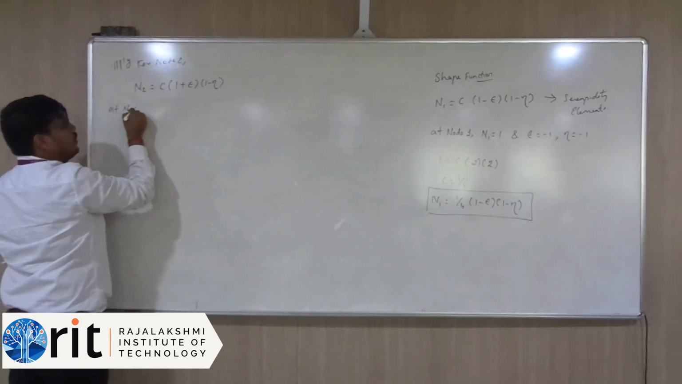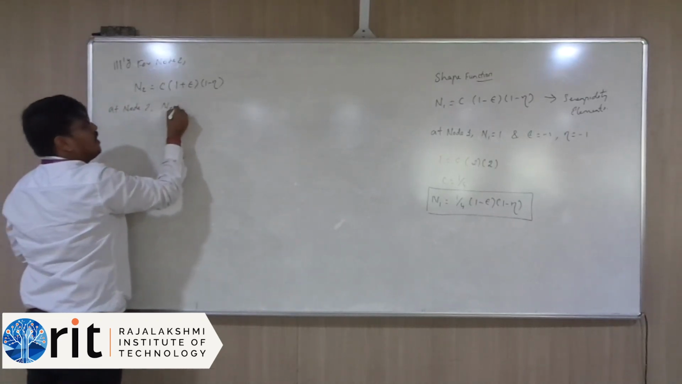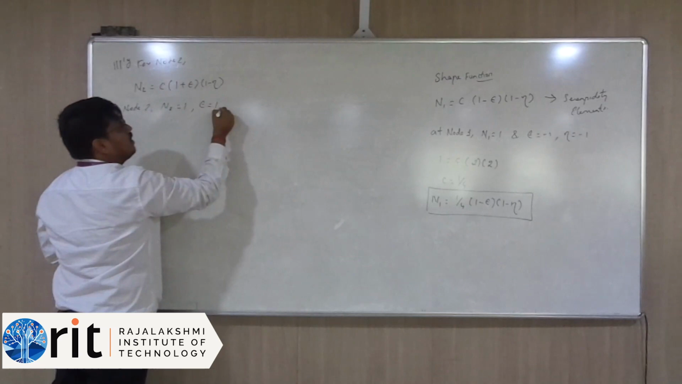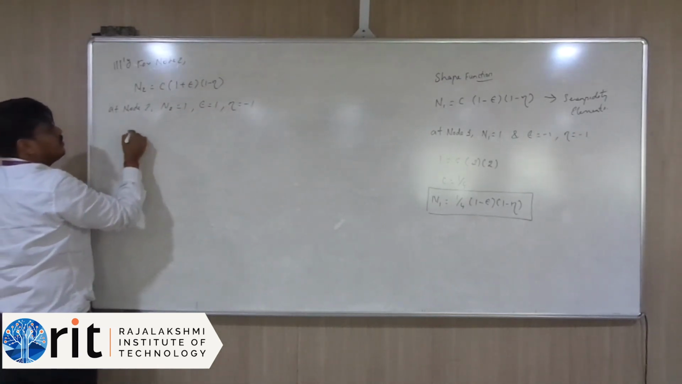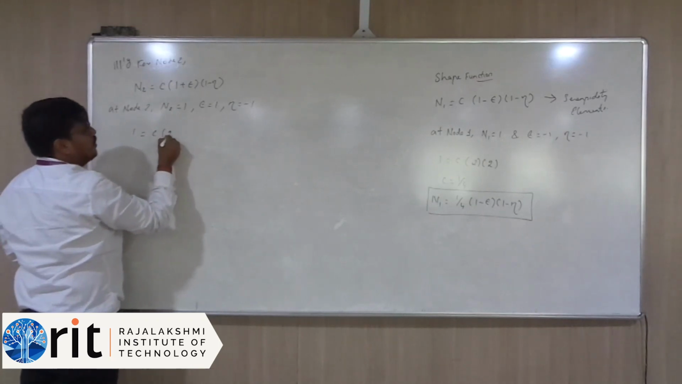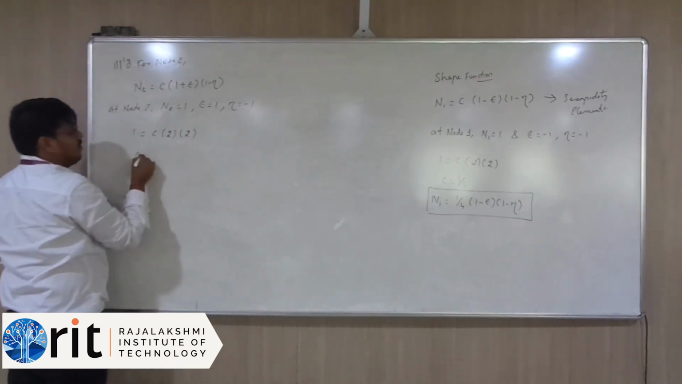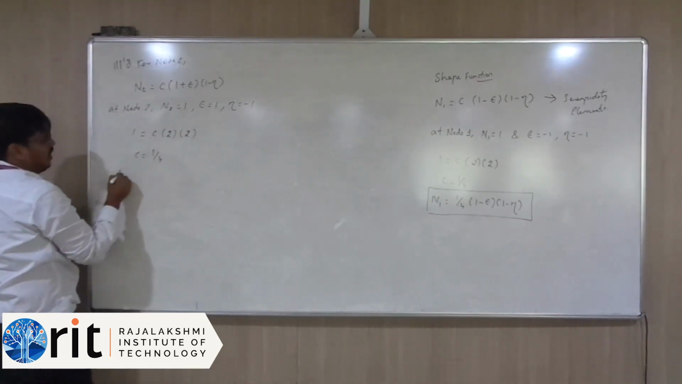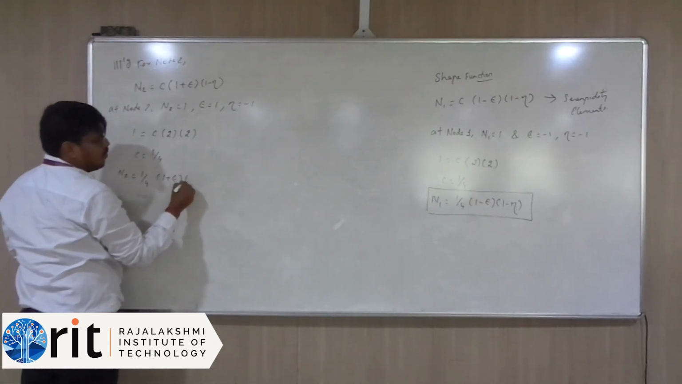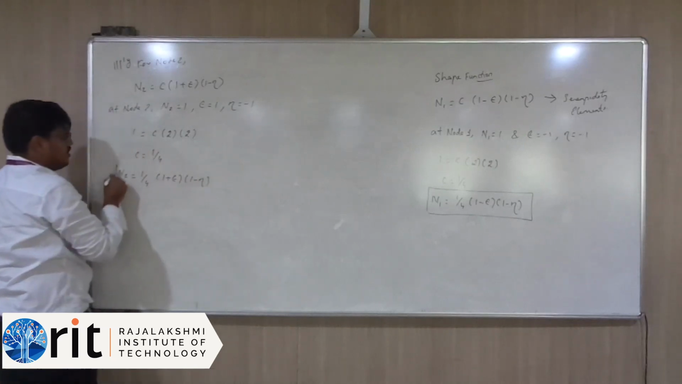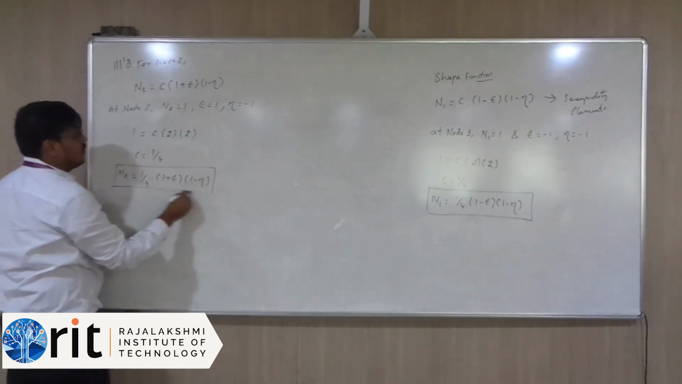At node 2, we are going to have n2 as 1 and epsilon equal to plus 1 and eta equal to minus 1. So that we can substitute 1 equal to some constant into 2 into 2. So the constant value is 1 by 4. So we got the value of n2 equal to 1 by 4, 1 plus epsilon 1 minus eta. So this is the shape function for n2.